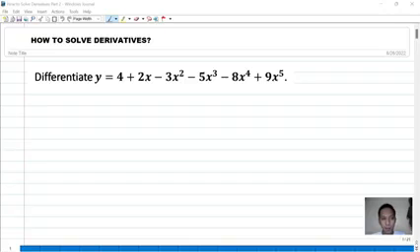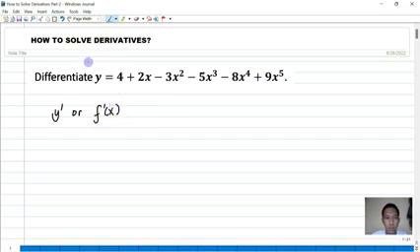So in this first problem guys, we have: differentiate y is equal to 4 plus 2x minus 3x squared minus 5x cubed minus 8x raised to 4 plus 9x raised to 5. Okay, so pag sinabi guys na differentiate, what we are going to find or to compute here is yung y prime natin. Y prime, or in other notations guys, it is f of prime x. If that is a function of x, of course y is a function of x, because it is expressed in terms of x.